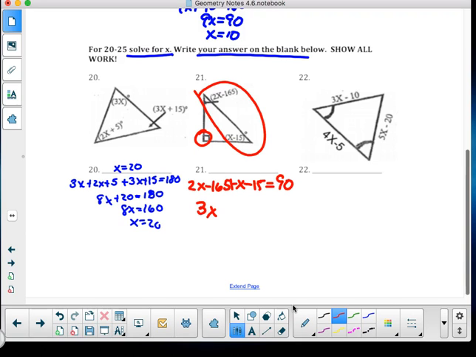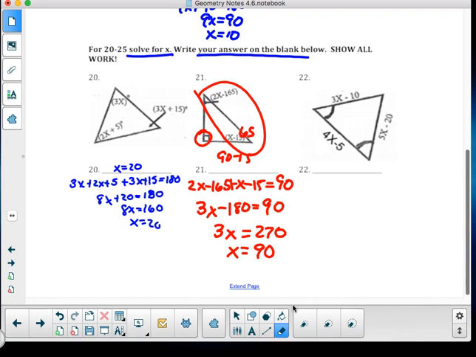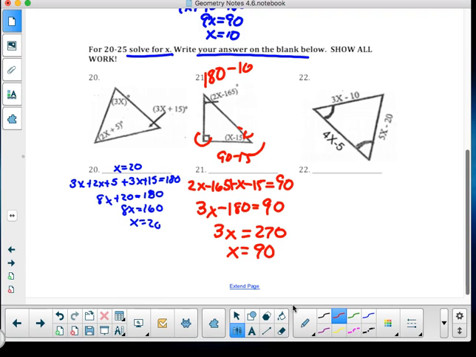So I've got 3x minus 180 is equal to 90, and 3x is equal to 270, and x is equal to 90. So x is 90. That means this is 75, because that's 90 minus 15. Now, up here, if x is 90, that means this is 180 minus 165, which is 15. And that seems to make sense. Let's do that again. 90 minus 15 is equal to 75, and 180 minus 165 is 15. 15 and 75 is 90. Totally going to work. So I know that x is 90 here.